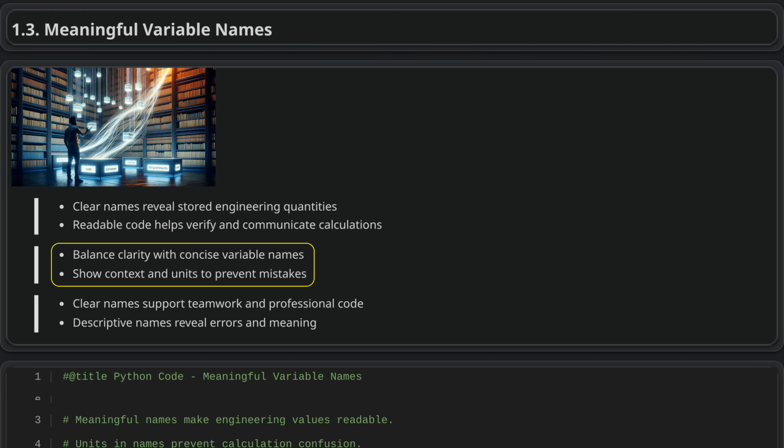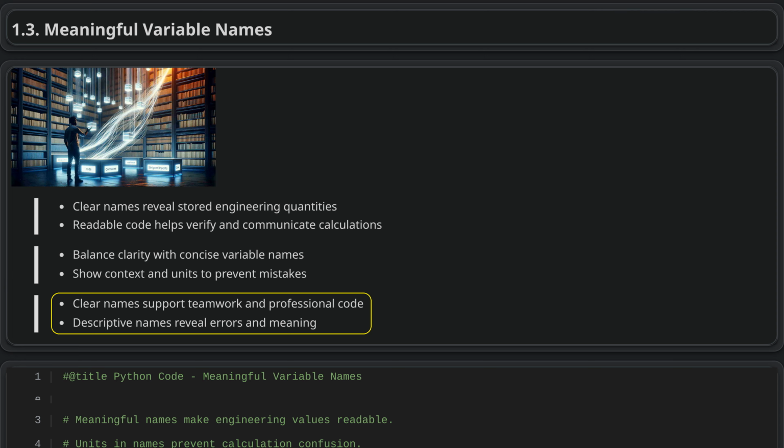Choose variable names that are clear but not overly long. They should show both what is being measured and its context, such as the kind of temperature or pressure involved. Because programming languages do not track units automatically, include units in names when needed to avoid mistakes. A consistent naming style makes code easier to read and helps prevent confusion.